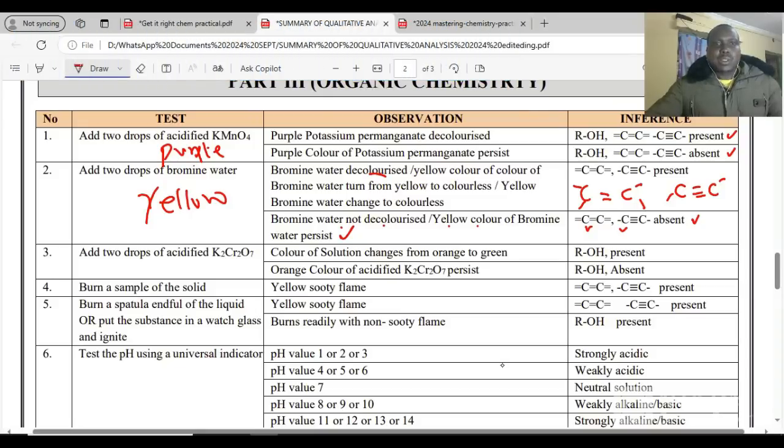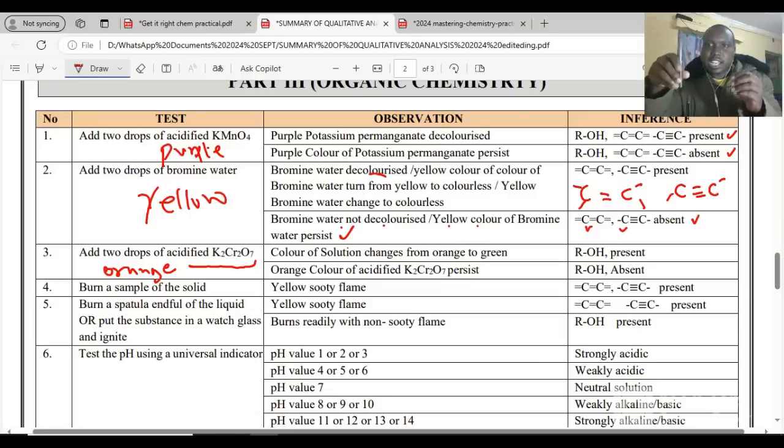Add 2 drops of acidified potassium dichromate 6. Now this one, the color is orange. Acidified potassium dichromate 6, the color is orange. So what happens when you have acidified potassium?